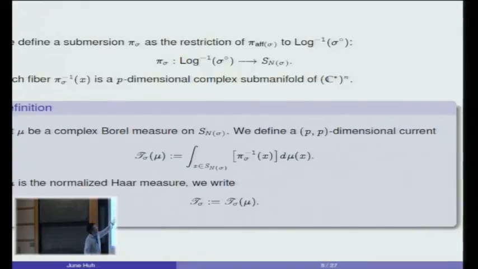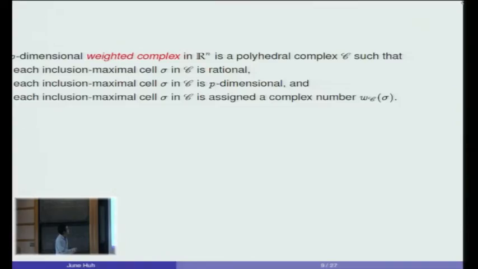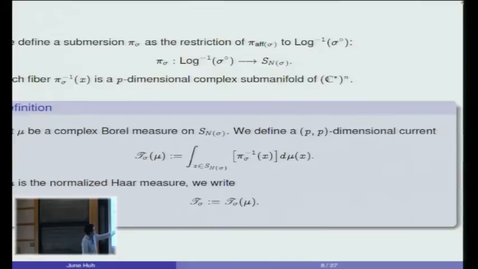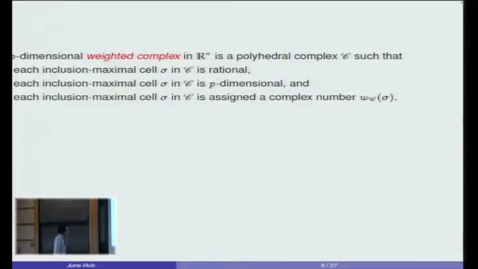So if mu is a positive measure, or just a measure in the usual sense, then this will be a positive p,p dimensional current. And that's if and only if. In the particular case when we are dealing with the Haar measure normalized by the condition that the integral is 1, then I'll write it without mu. But it will be helpful, you will see, to develop this in a more general setting. And this is the current you have seen before.